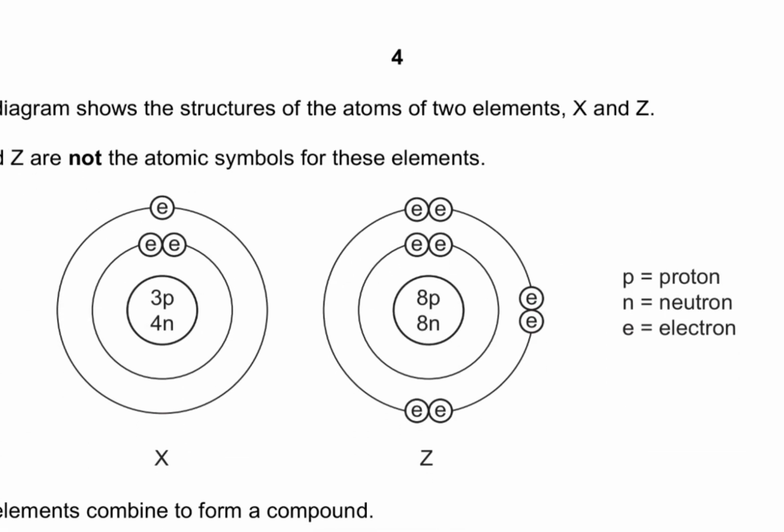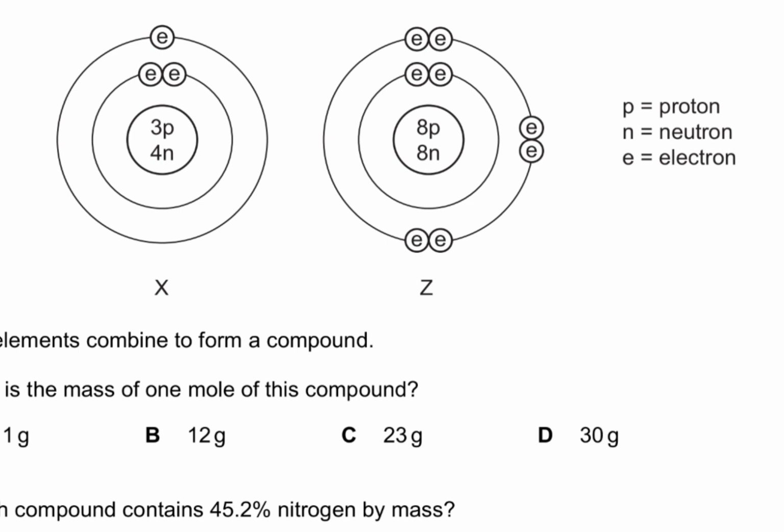Here is the last one. The diagram shows the structure of the atoms of two elements, X and Z, and not the atomic symbols for these elements. We have to determine the compound formed when the elements combine. X has one electron in the outermost shell and Z has 6 electrons in the outermost shell. So X has to give one electron to Z, and there must be 2 X. So 2 X means 4, 5, 6, 7. 7 plus 7 is 14. And 8 plus 8 is 16. So 14 plus 16 gives you 30. So option D is the correct one.